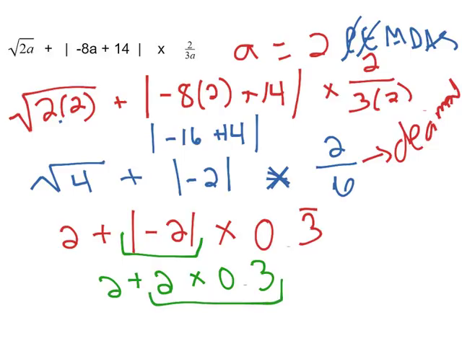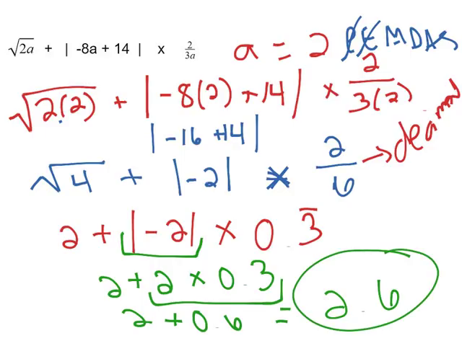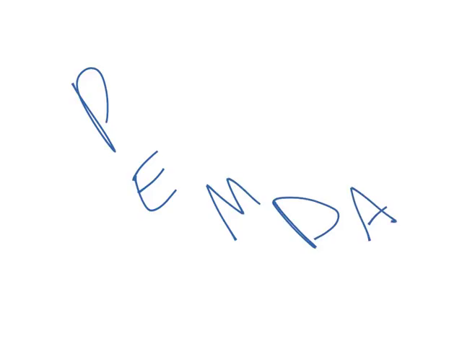Remember, PEMDAS, we still have to do our multiplication. So 2 times 0.3 is 0.6. Add that to 2, and your answer is roughly 2.6. You may have to round it a little bit, but yeah, 2.6. So that's all. Just remember that you always use PEMDAS. Always. And absolute value, if it's a negative, the number is actually positive.